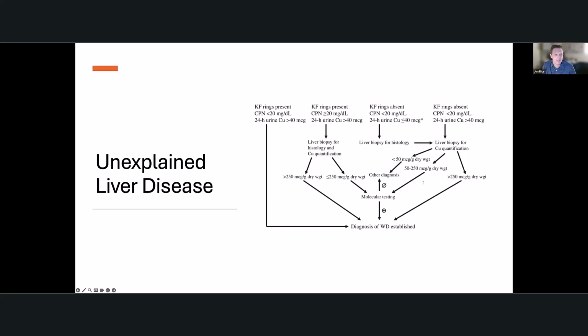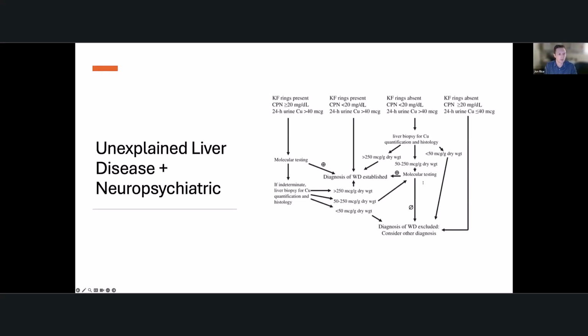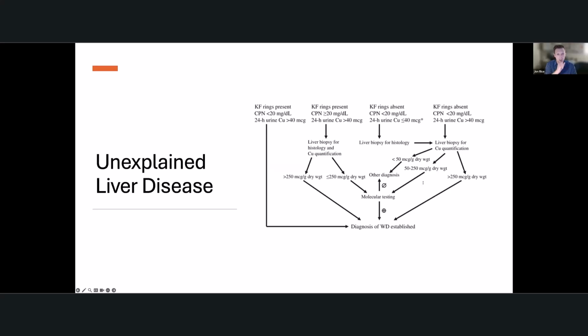And this is from the AASLD guidelines and how they approach unexplained liver disease, and then we'll go over unexplained liver disease plus neuropsychiatric symptoms. The main distinguishing factors of those three baseline tests we talk about are KF rings absent or present, ceruloplasmin greater than or less than 20, and then 24-hour urine copper greater than or less than 40. And as you can see here, for unexplained liver disease, if the KF rings were present in this patient, we would have been able to make the diagnosis without the biopsy based on that left side of your screen.